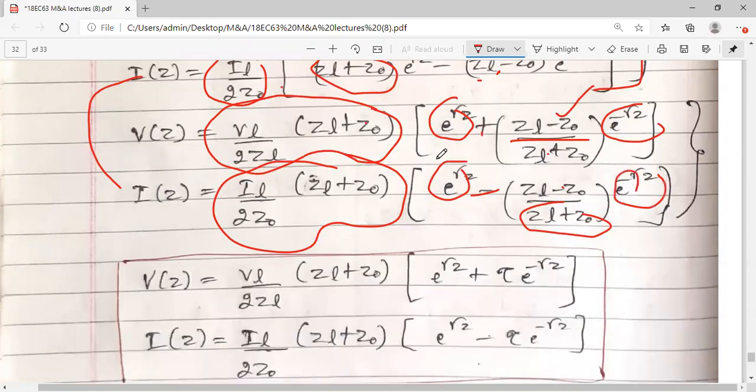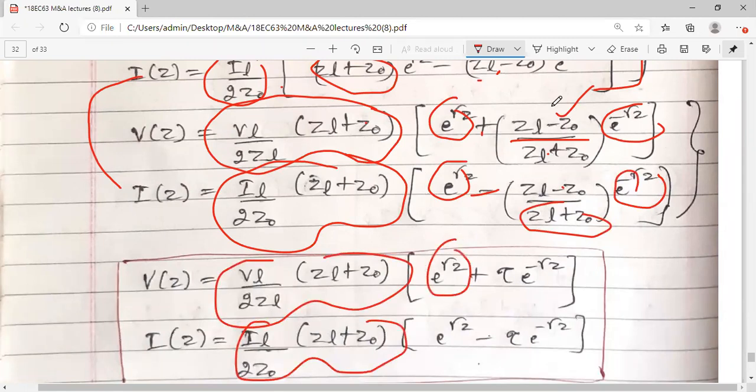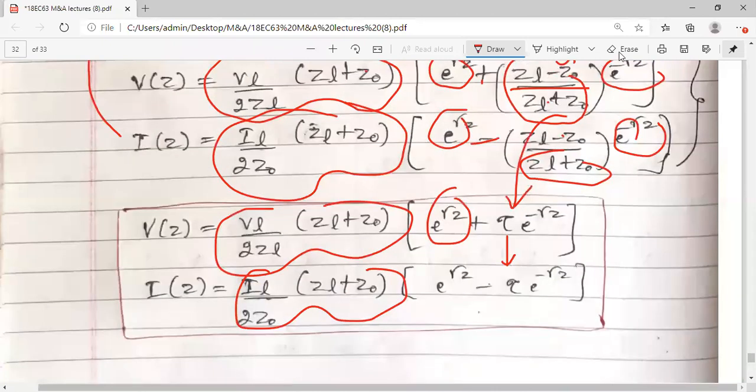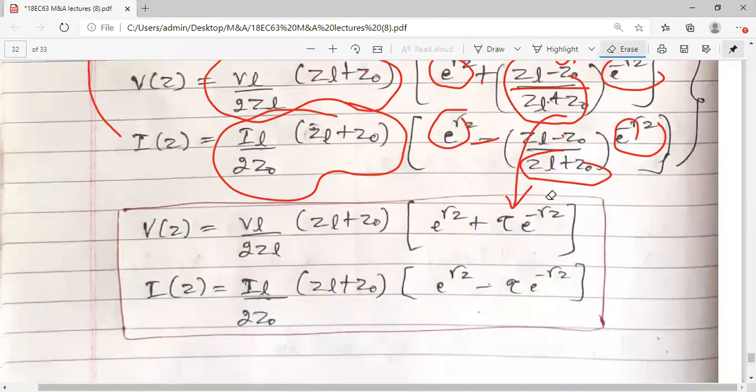Further, what I can write here, the terms written outside, keep them as they are, both. Exponential term is also the same. What is ZL minus Z naught by ZL plus Z naught? It is nothing but your reflection coefficient tau. So replace it with tau in both the equations. So this is the equation. These two pair of equations, you can find in the red rectangular box.